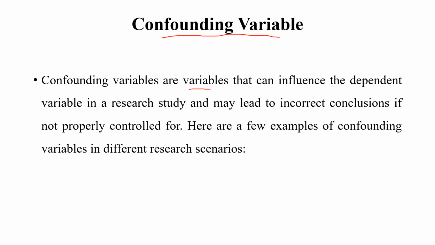So confounding variables are variables that can influence the dependent variable in a research study and may lead to incorrect conclusions if not properly controlled for. So here are a few examples of confounding variables in different research scenarios. We will try to understand what is confounding variable.